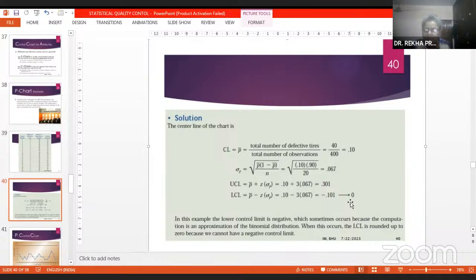In this example, the lower control limit is negative, which sometimes occurs because the computation is an approximation of the binomial distribution. But we cannot go into negative. Negative तो कोई चीज हम imagine नहीं कर सकते ना, उसको दिखानी physically नहीं possible है. So that is why we take it as zero.